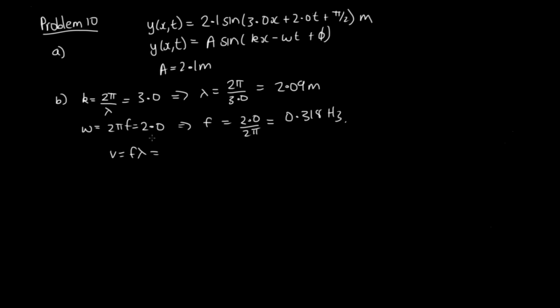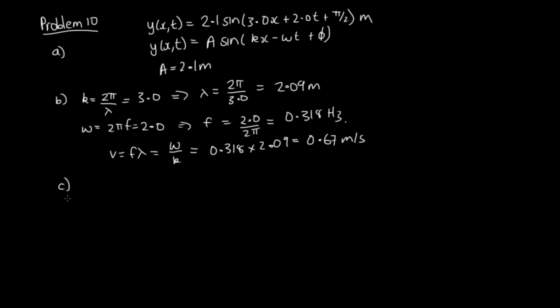Or if you didn't want to work out what the frequency and the wavelength is, you could remember that the speed is also given by omega over k. And so we'll use f lambda because we calculated these here. So that is equal to 0.318 times 2.09. And solving this, we end up with 0.67 meters per second as the speed.